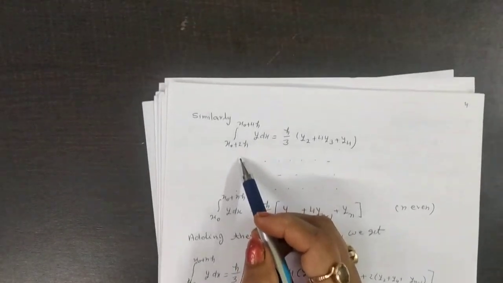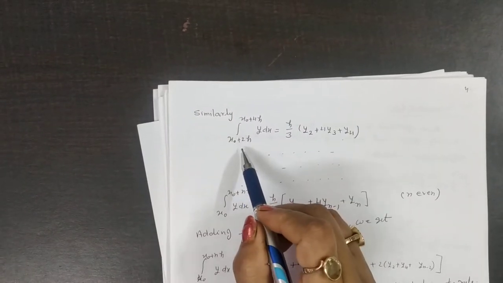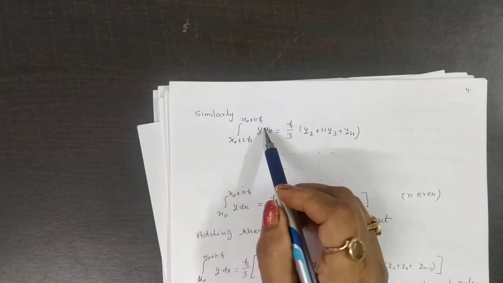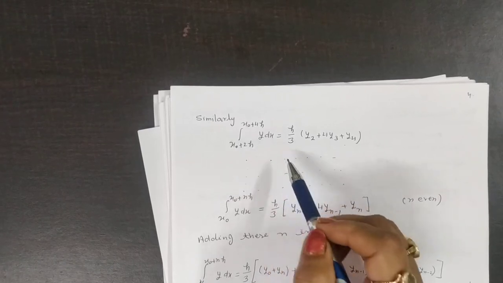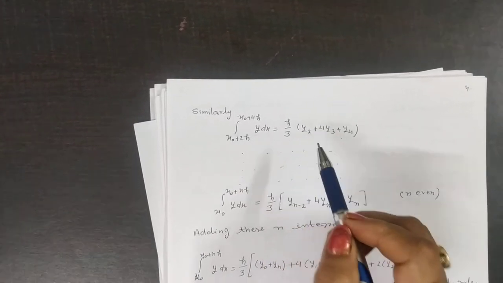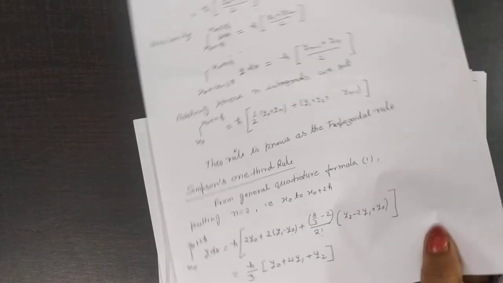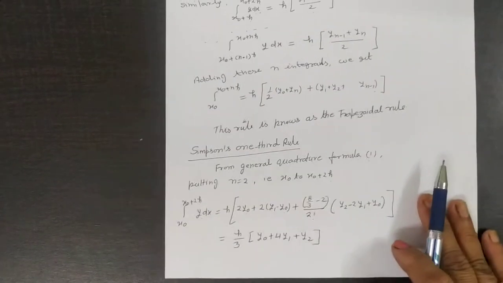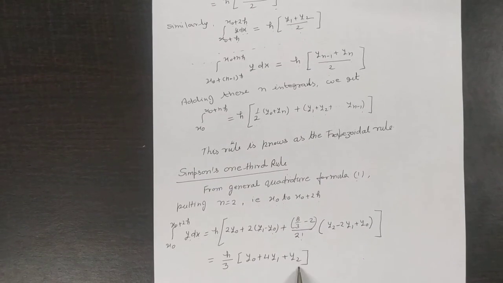Similarly, in the next interval, that is x0 plus 2h, 2x0 plus 4h, because here n is 2 times 2, then 4, y dx. On the same steps, you can calculate the same way. Here you get h by 3, y0 plus 4 y1 plus y2.